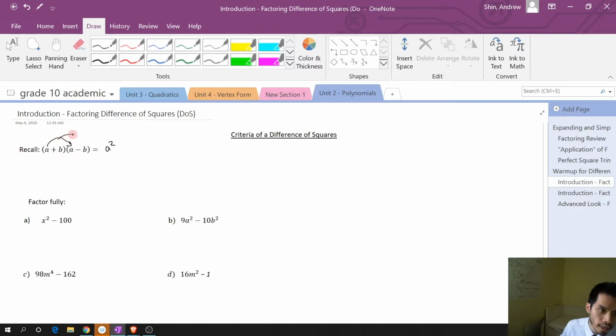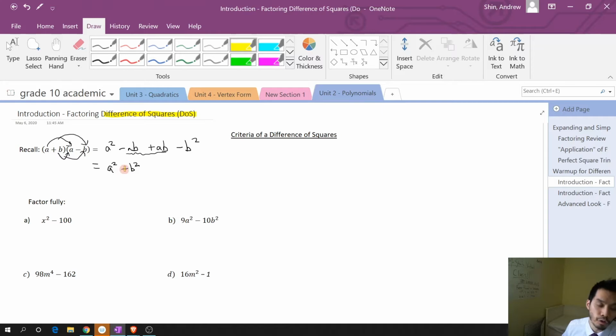and then a times negative b, which would be minus ab. B times a is going to be plus ab, and b times negative b will be minus b squared. And if I were to simplify what's here, remember these are like terms, minus ab plus ab, this is going to sum to 0 and they cancel each other out. So what we're left with is the title of today's lesson, which is the difference of squares.